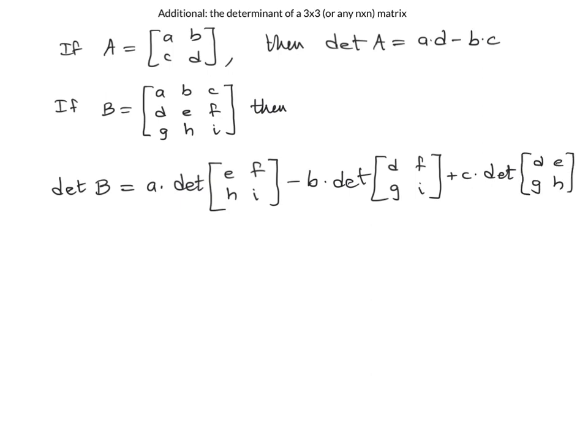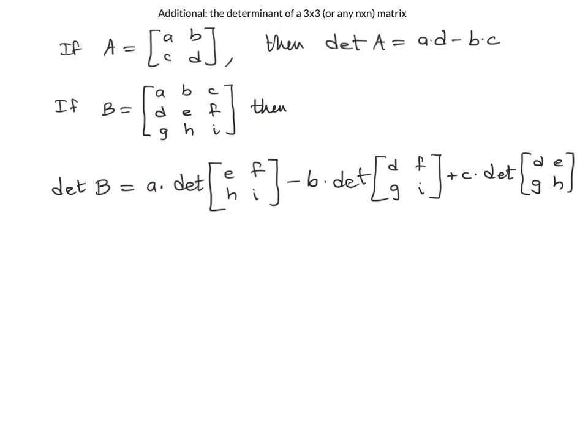So again, the general idea is to only use numbers from the top row, start with A, then go to B, then go to C, etc. And start with positive, then do negative, then do positive. If there was another one, we do negative again, another one positive, negative, positive, whatever. It keeps alternating positive, negative, positive, negative, positive, negative. Each time you start with the number, then you create a smaller matrix and you throw out everything in the same row and column as the number you're working with.